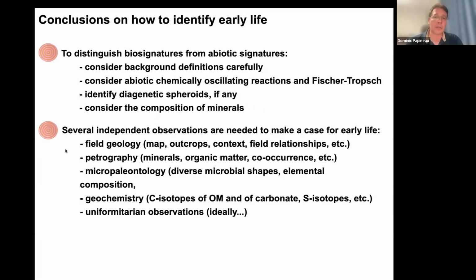And lastly, I would say in general for biosignatures, we need several independent observations to make a case for early life. You cannot just rely on some microfossils that look like they're made of carbon. You have to prove that they're made of carbon. You need to prove that the carbon has the characteristics that are expected of a rock that has been metamorphosed the way that the whole outcrop has been metamorphosed, at least. So we need information on the field geology, petrography, micropaleontology, geochemistry, and finally, I think we need absolutely uniformitarian observation. That's important to compare to younger rocks, older rocks, even modern rocks.